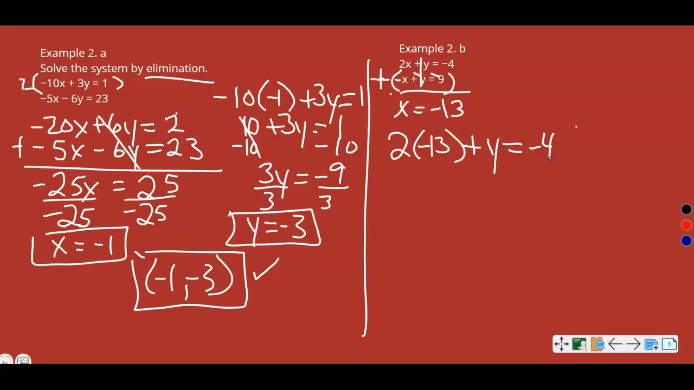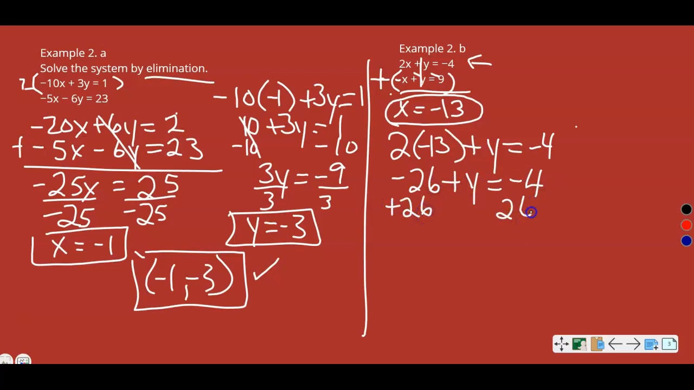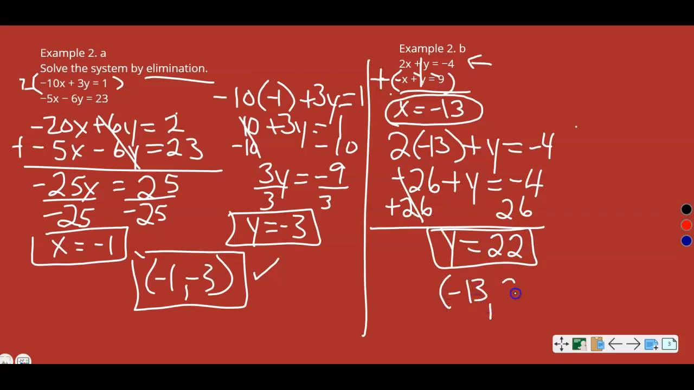So now I'm going to do 2 times x plus y equals negative 4. So I'm just plugging this value in my first equation here. All right, so that'd be negative 26 plus y equals negative 4. Add 26 to both sides. Y equals 26 minus 4, which is 22. So that would be my y value. So we have an x of negative 13 and a y of 22.